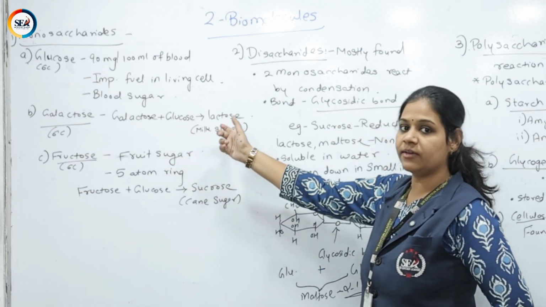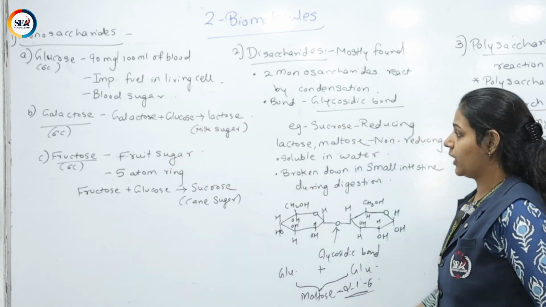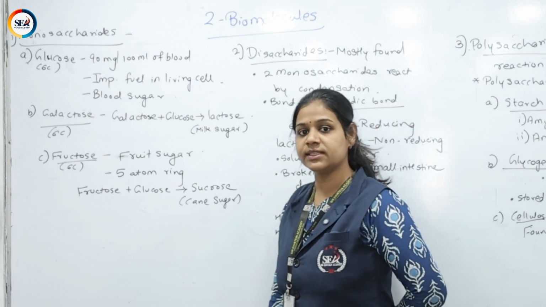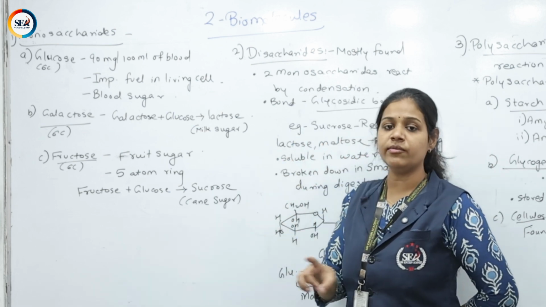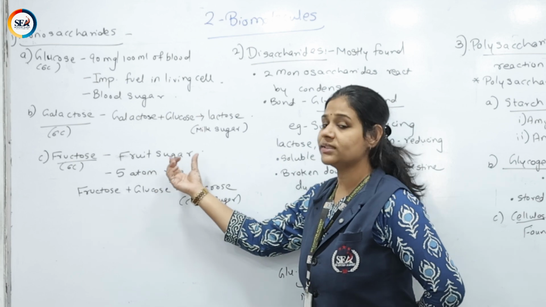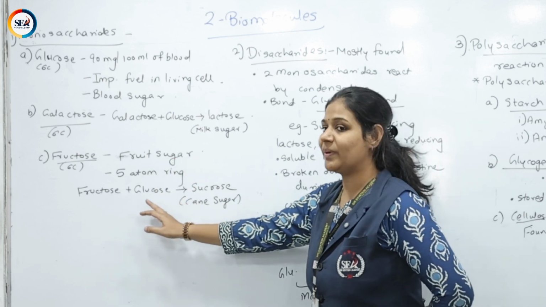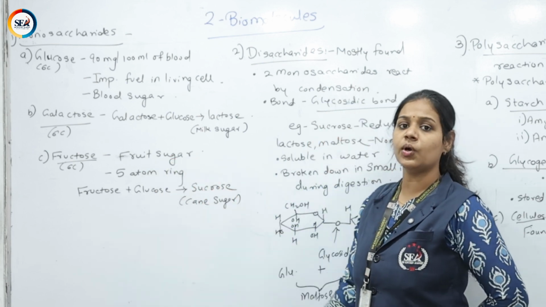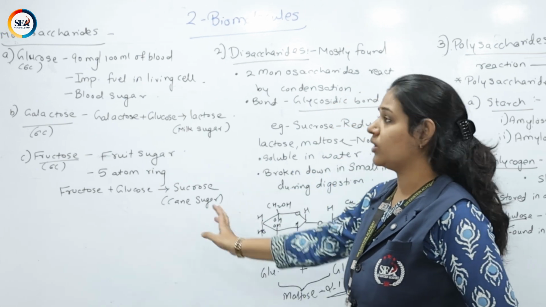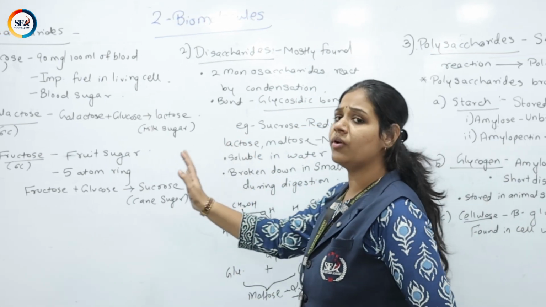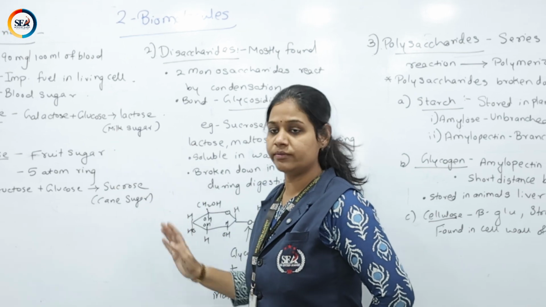Galactose plus glucose gives lactose, which is the milk sugar. Third is fructose. It is also 6 carbon but it forms 5 carbon ring structure. Fructose is fruit sugar. Fructose plus glucose gives sucrose, which is also called as cane sugar. This is about the monosaccharides which cannot be hydrolyzed further, means it cannot be broken down further.